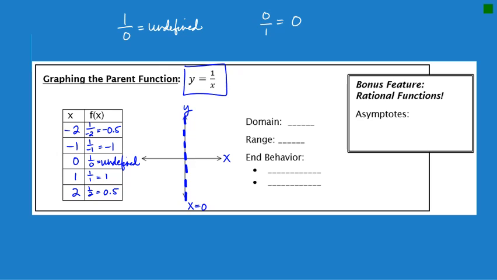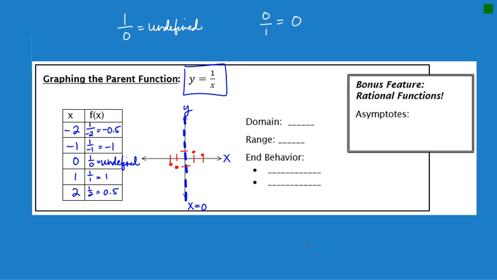So now if I plot these points, let's see, -2 and then -0.5 would be about here. -1 would be about there. And then 1, 1 would be here. And then 2, 0.5 would be about there. So what's going to happen here, since we had this boundary line where x cannot, our graph can't go there, our graph can't cross through where x equals 0.